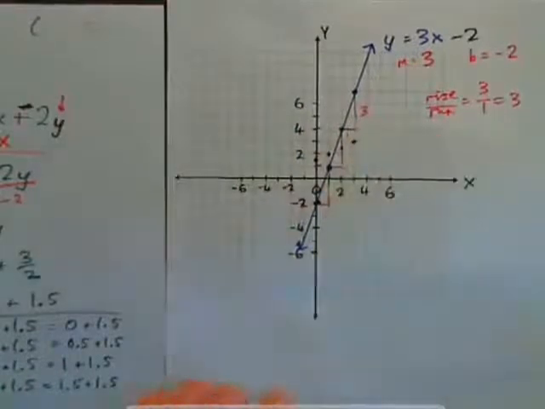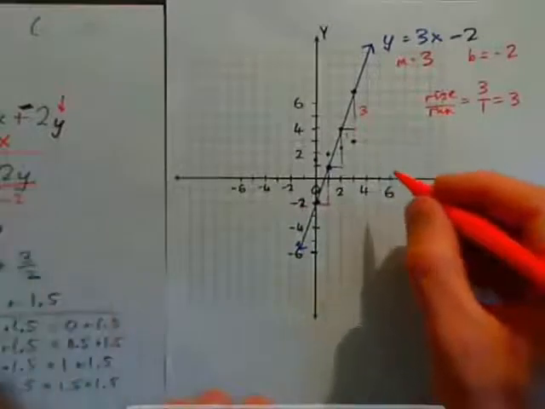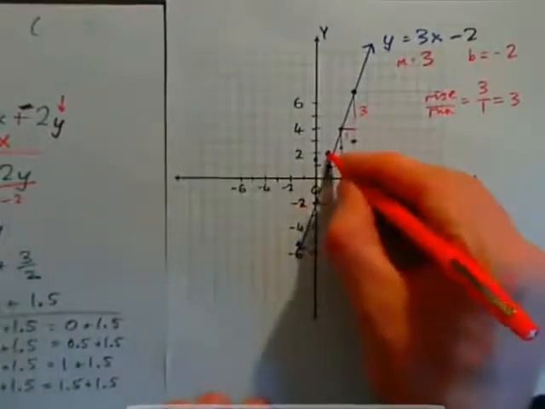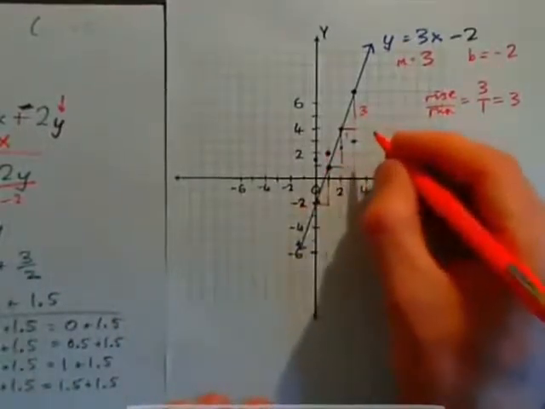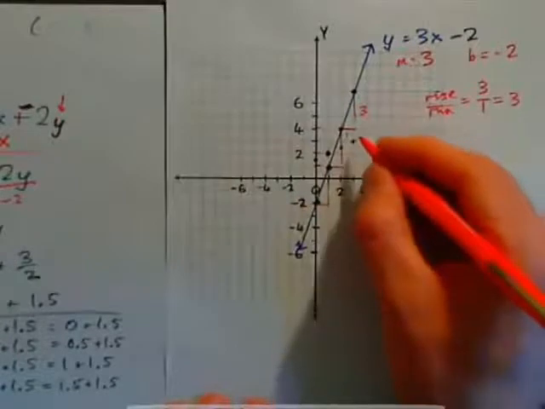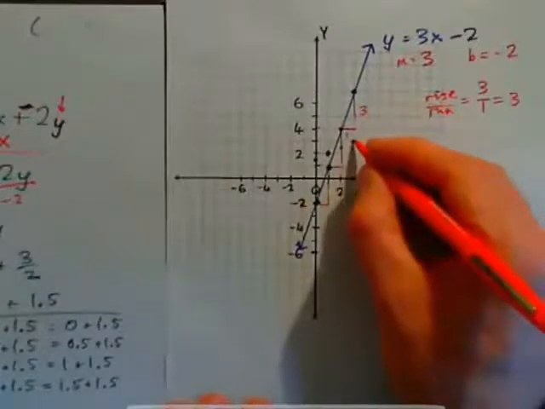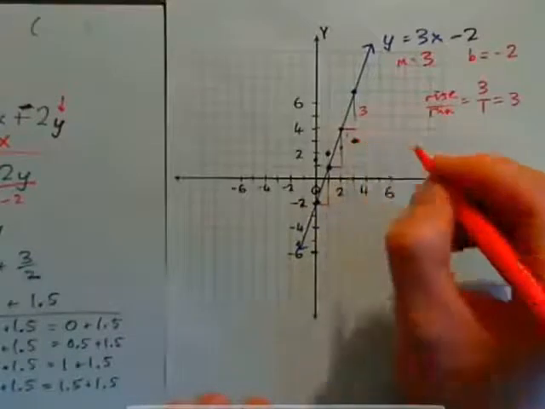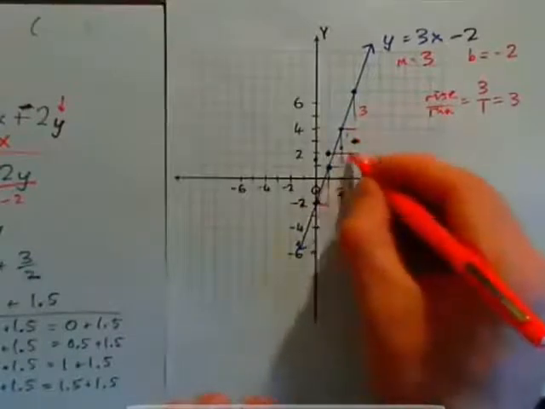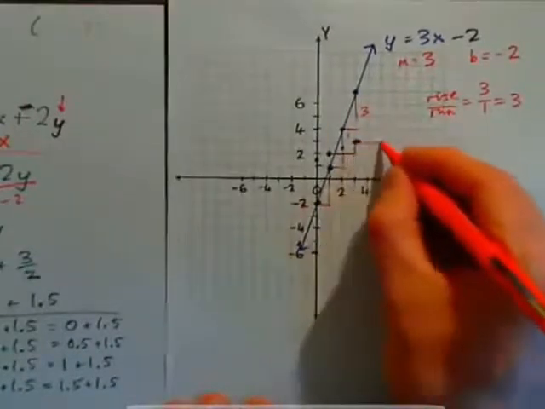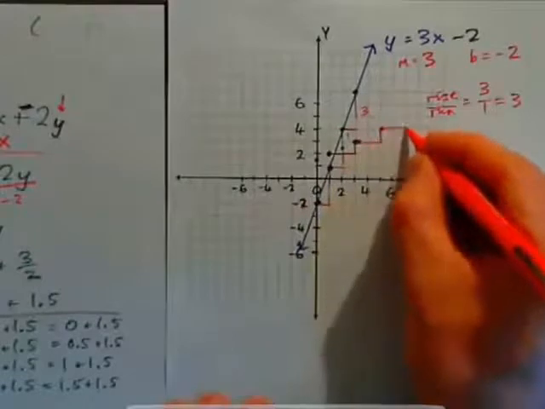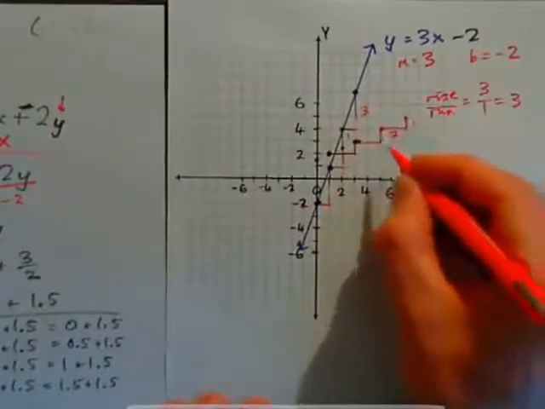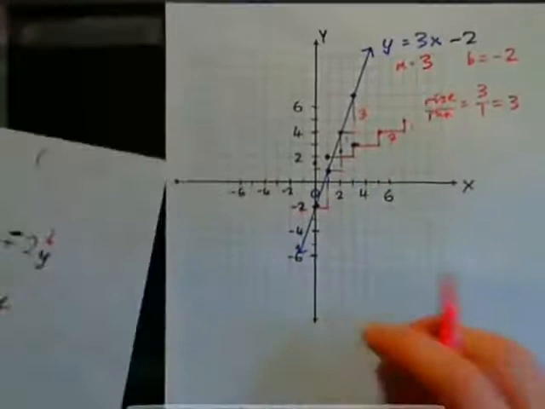2, 2.5, 3, 3. So we get this funny situation. But if you take this point and this point, you run 2 to rise 1. Run 2, rise 1. See that? So I'm running 2 and rising 1. But in any case, I draw a line through the points.